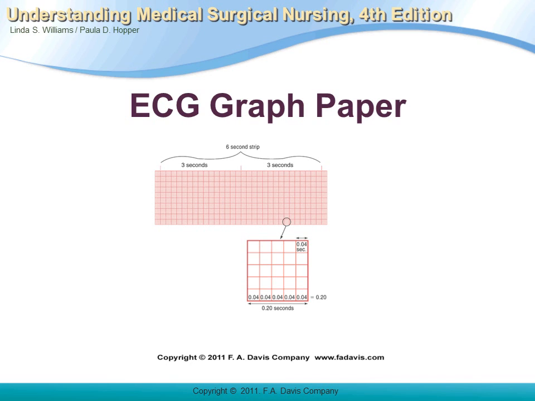This is what the ECG is graphed on. This is a 6-second strip. From here to here is 3 seconds. This is one of those boxes, and one box indicates 0.2 seconds. Inside the dark red box are little red boxes, and each little red box measures 0.04 seconds. There are 1, 2, 3, 4, 5 little boxes. This is a 5 by 5 square box.